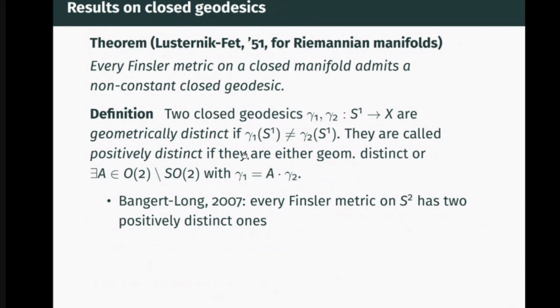So distinct ones, very roughly speaking, are geodesics that do not lie in the same orbit and that are not iterates of one another. So really different, just visually different closed geodesics. How many you have inside a manifold is still not clarified yet.